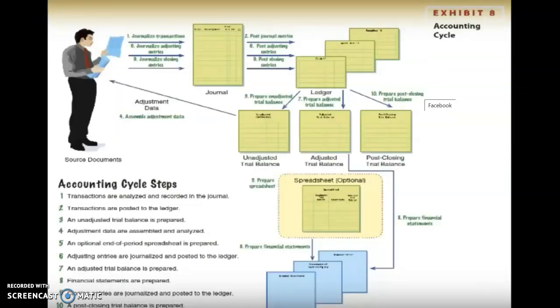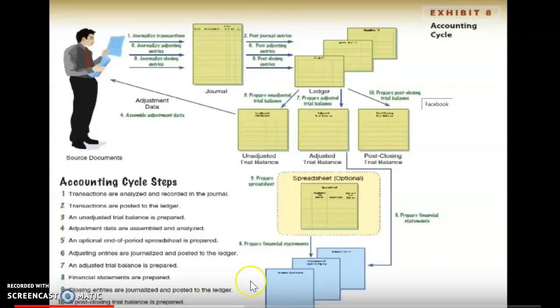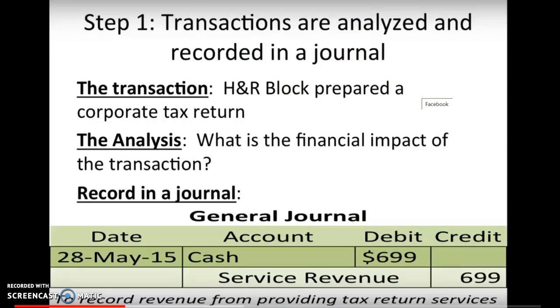Alright, so the accounting cycle is how we do this. It's going to start off with analyzing these transactions. And then if you look down at the bottom, you can see that we're going to prepare financial statements. And then at the end of it is where we get the accounts ready for the next period to start the whole process over again. So this is steps 1 through 10 of the accounting cycle. So let's take each step individually.